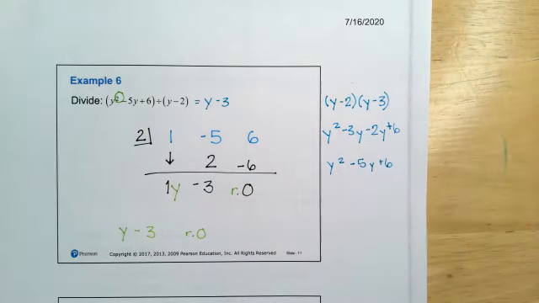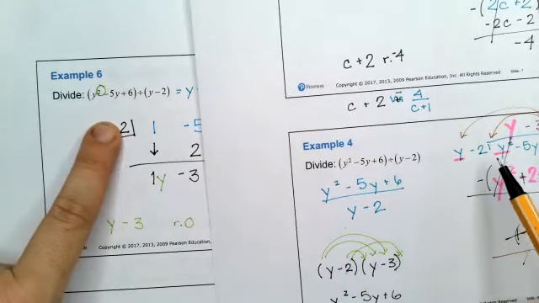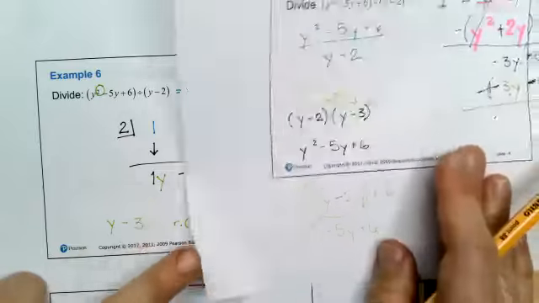So that should give you the confidence that you will get the same answer whether you use synthetic division or regular division. Okay, either way we got y minus 3.